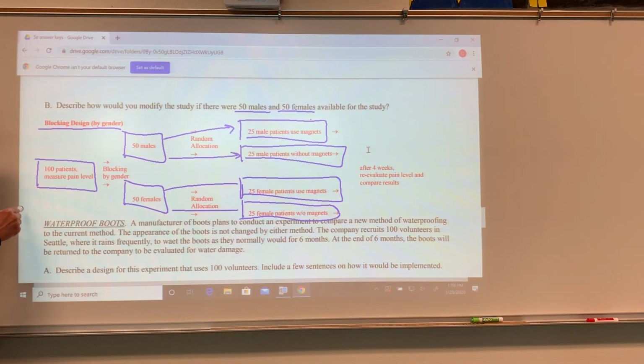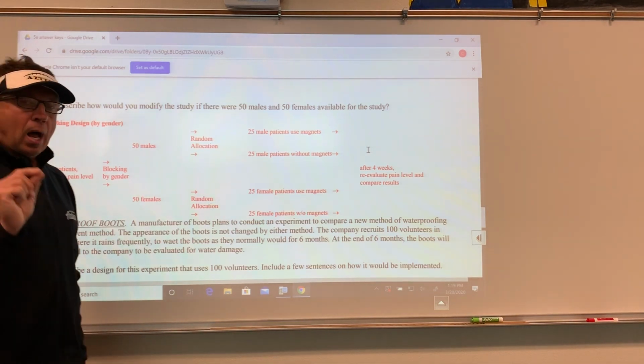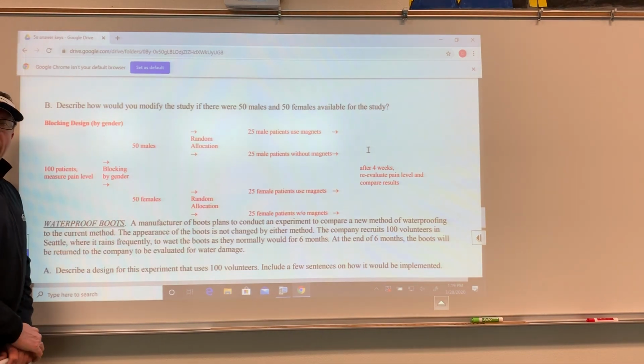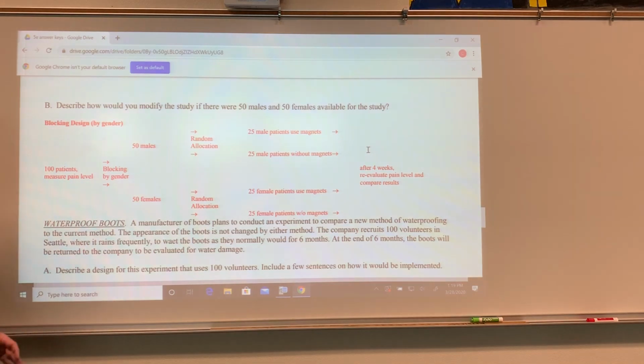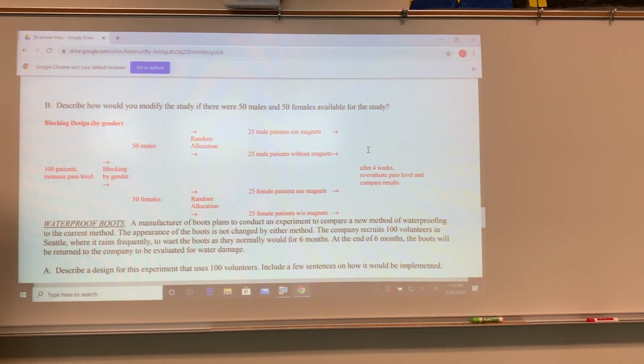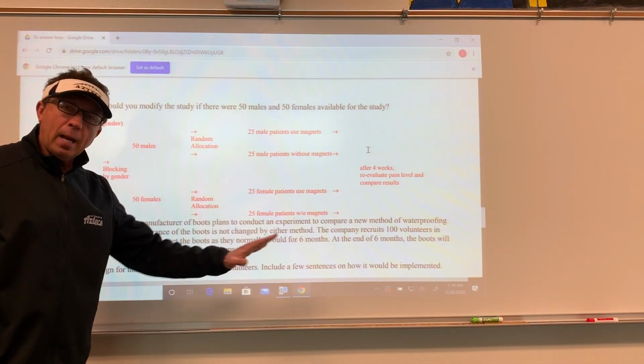All right. Now, we have covered completely randomized and a block design. And at any time, pause the video and make sure you copy this down and get it all dialed in on your notes, okay? This last question, I'm going to read it here first, okay? Waterproofing boots. A manufacturer of boots plans to conduct an experiment to compare a new method of waterproofing to the current method. The appearance of the boots is not changed by either method.